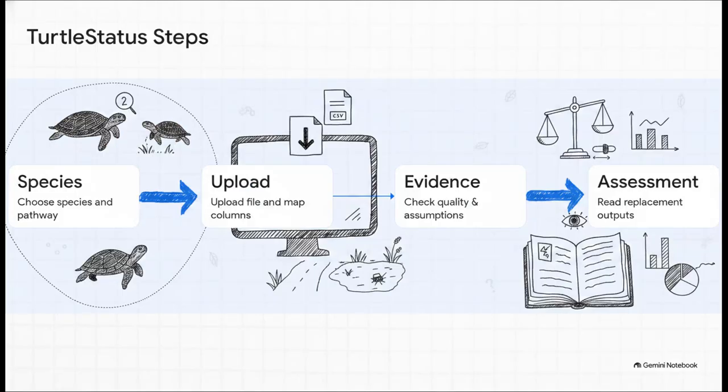In Step 1, you search for your species and select your monitoring pathway. Then, in Step 2, you just drop your CSV or Excel file right into the browser and confirm those column mappings we were just talking about. Now, Step 3 is critical.